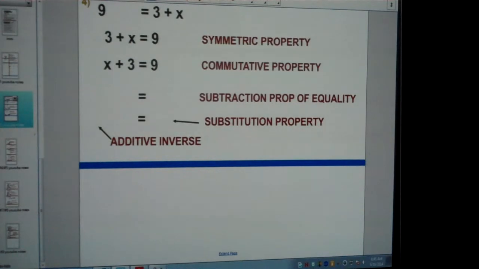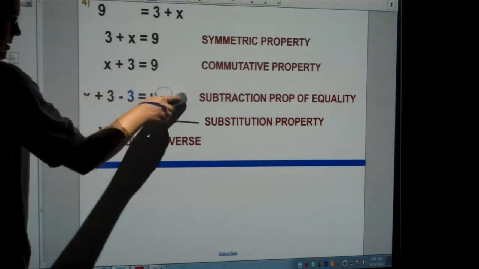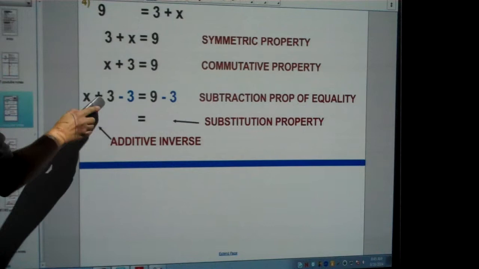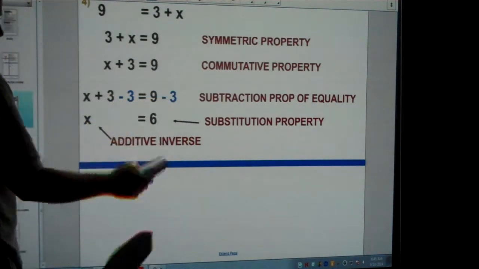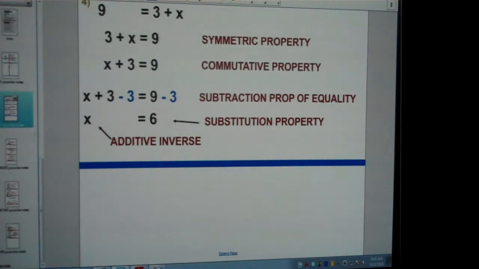And then now I'm going to do my normal opposite. So instead of adding 3, I'm going to subtract 3. As these are inverses, that cancels out, gives me x, and then 9 take away 3 is 6. So try and practice those properties as well. When you're actually doing a step, think about which property it is that you're actually using, and that'll help reinforce that knowledge as well.